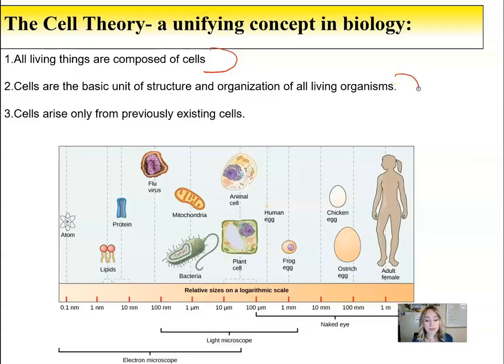Cells are the basic unit of structure and organization of all living organisms, and they can only arise from pre-existing cells. There's no such thing as spontaneous generation. So it means cells have to come from pre-existing cells.